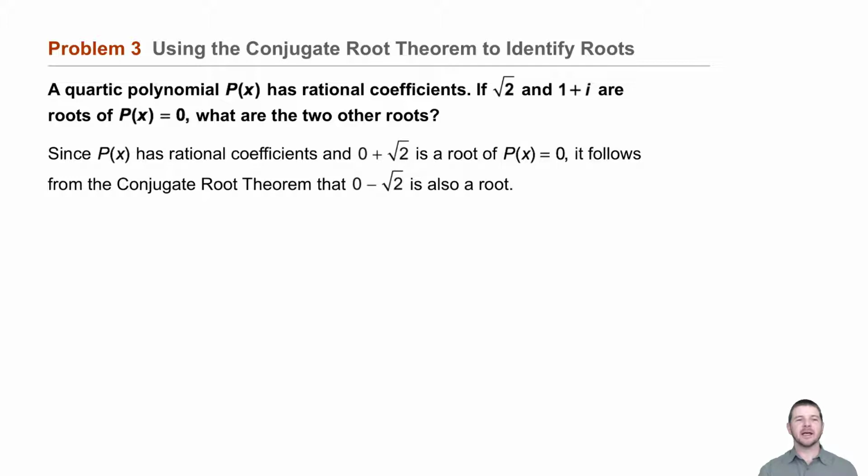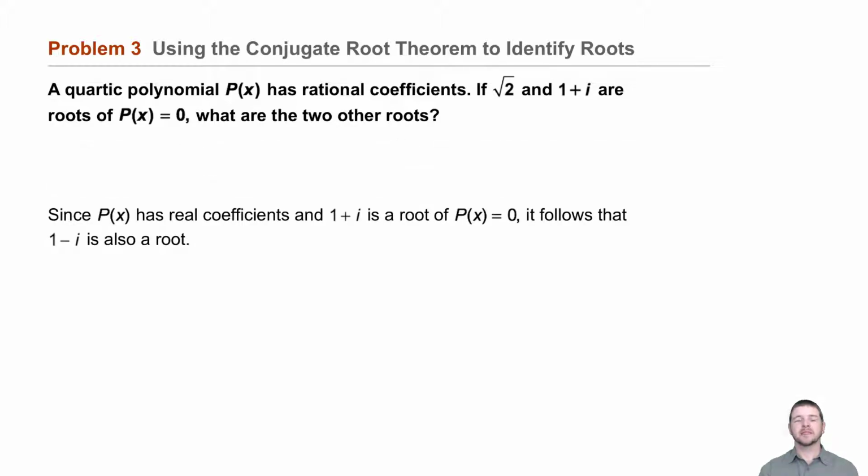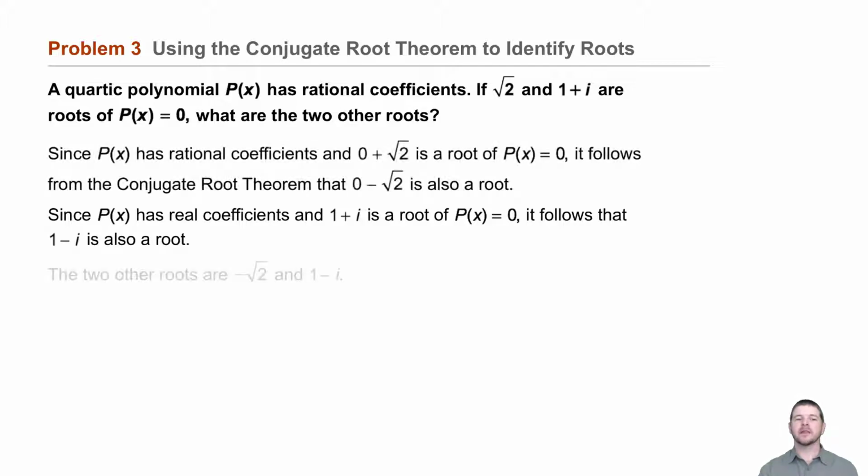Well, since p(x) has rational coefficients, and 0 + √2 is a root of p(x) = 0, it follows from the Conjugate Root Theorem that 0 − √2 is also a root. Since p(x) has real coefficients, and 1 + i is a root of p(x) = 0, it follows that 1 − i is also a root. The other two roots are −√2 and 1 − i.